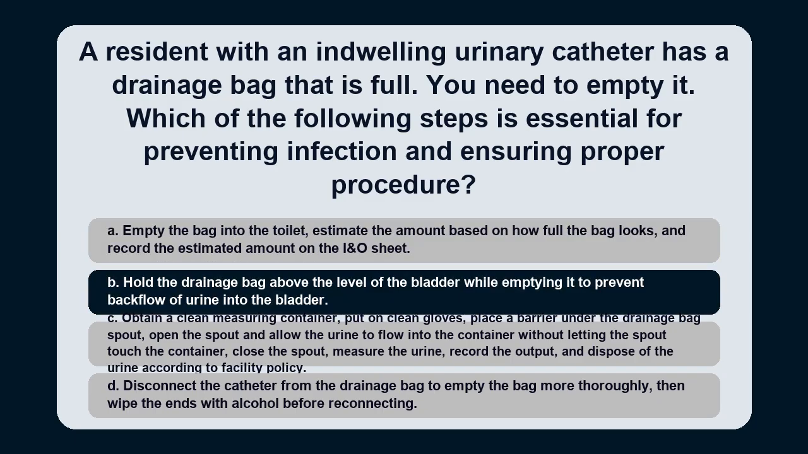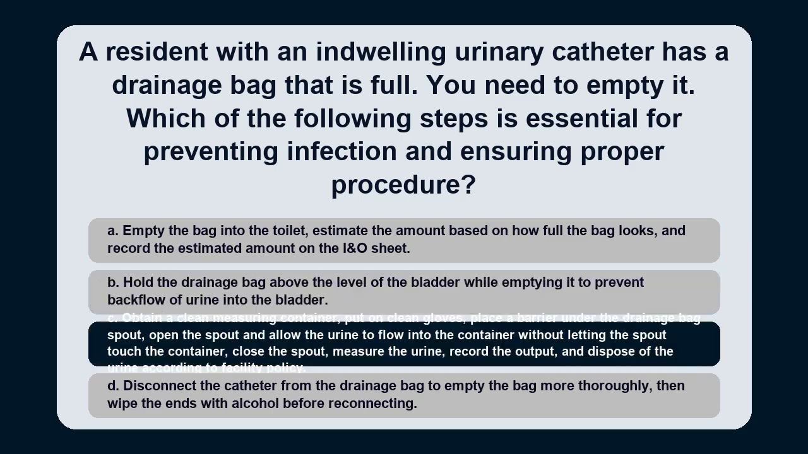Option B. Hold the drainage bag above the level of the bladder while emptying it to prevent backflow of urine into the bladder. Option C. Obtain a clean measuring container, put on clean gloves, place a barrier under the drainage bag spout, open the spout, and allow the urine to flow into the container without letting the spout touch the container. Close the spout, measure the urine, record the output, and dispose of the urine according to facility policy.